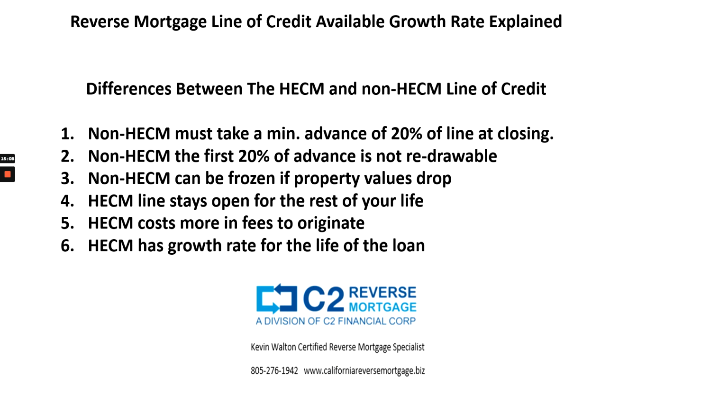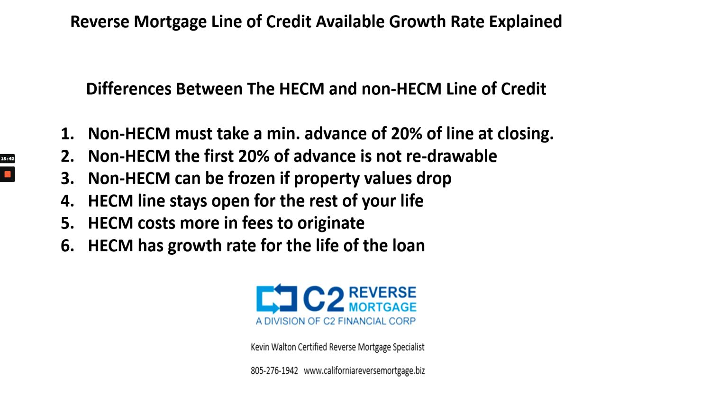So, differences between the HECM and non-HECM line of credit. As I mentioned, with the non-HECM, the line stays open only for 10 years. On the HECM, it stays open for the rest of your life. With the non-HECM, you must take a minimum advance of 20% of the approved line of credit. So if you're looking to take out a zero balance line of credit just to have for a rainy day, this one may not be the answer. The HECM does not have that.